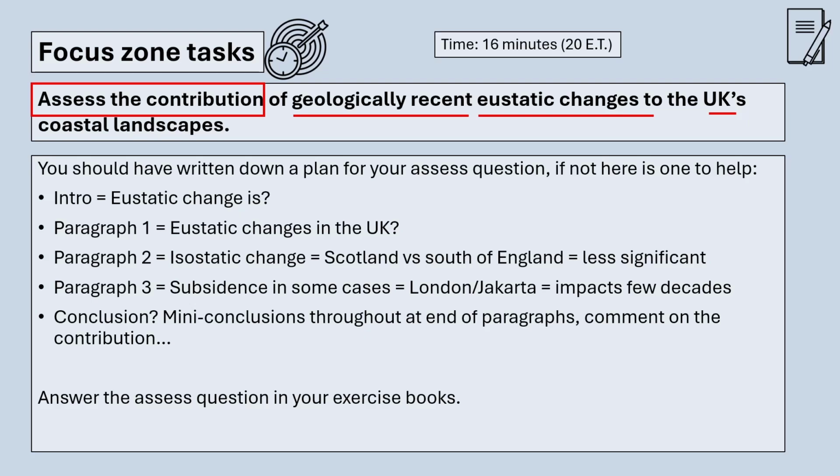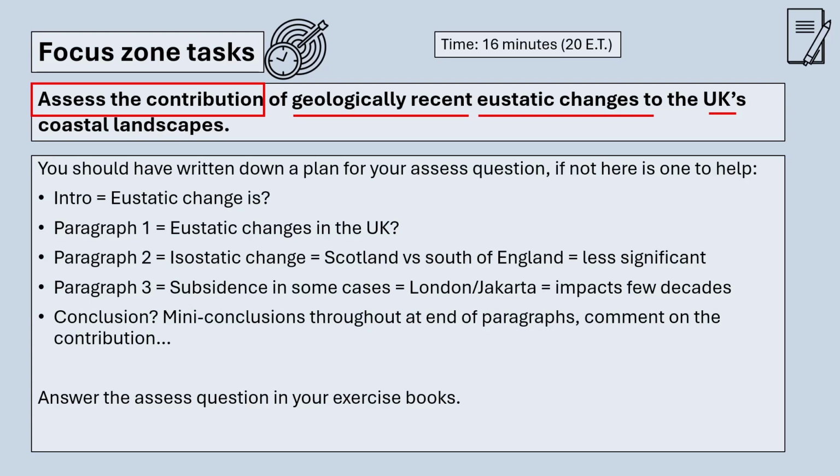So, think back to the lesson before Christmas on answering essay questions in exams. What is the contention of this question? Whenever you have to assess the role or assess the importance of something, you're going to be expected to bring in counter arguments. For this example, it might be that eustatic changes are only contributing to certain parts of the UK, or that certain areas are under more threat than others. For instance, Norfolk and Humberside, where we saw in the previous lesson how those places will be affected the most due to sea level rise.